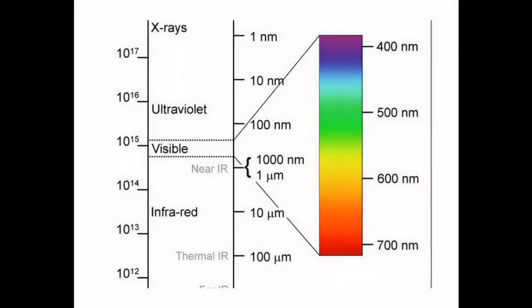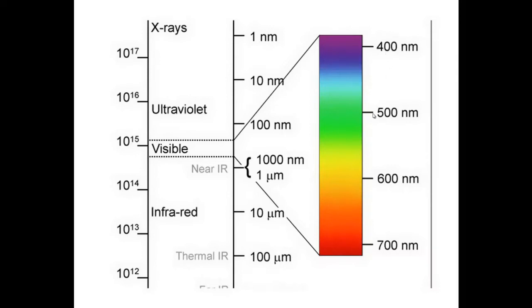So let's zoom in on that. These visible wavelengths, ranging from 400 nanometers to the longer wavelengths of 700 nanometers. The longer wavelengths our eyes perceive as the warms and the reds. The shorter wavelengths our eyes perceive as the blues and the violets.